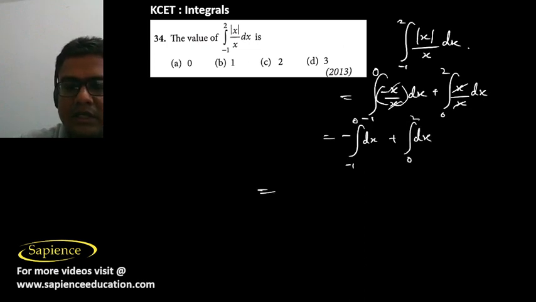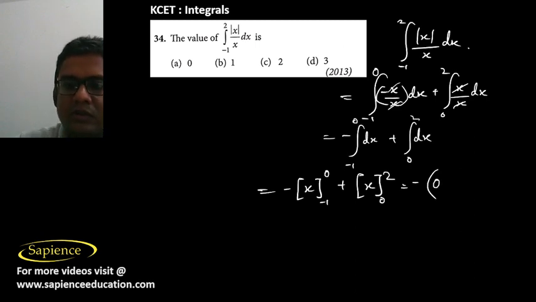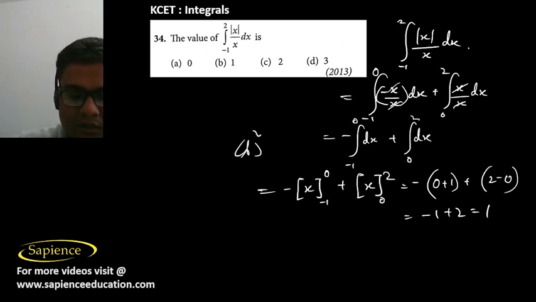Integral dx is x, so that is minus of x from minus 1 to 0 and plus x from 0 to 2. This will be minus of 0 minus of minus 1, that is plus 1, and plus this is 2 minus 0. This is minus 1 plus 2, that is 1. Option B is the correct answer.